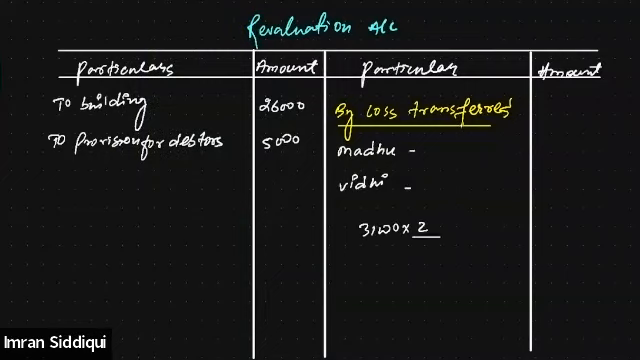31,000 into 2 by 3. Why am I getting the intuition that there is some mistake that I might be committing? Let me just check. Okay, I'm not able to find any mistake. Anyways, let's just distribute it. 31,000 into 2 by 5, 12,400, and 31,000 minus 12,400 will be 18,600.